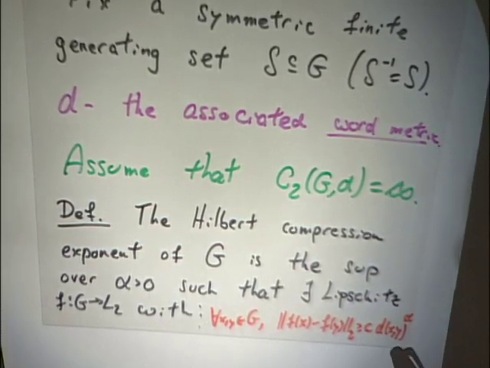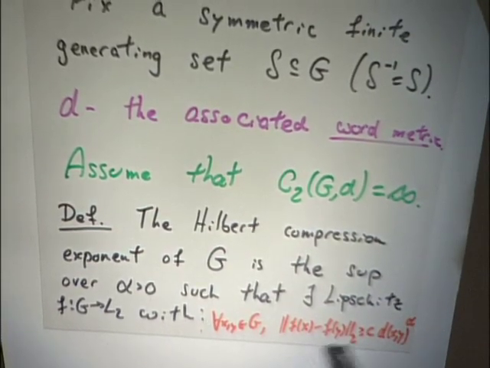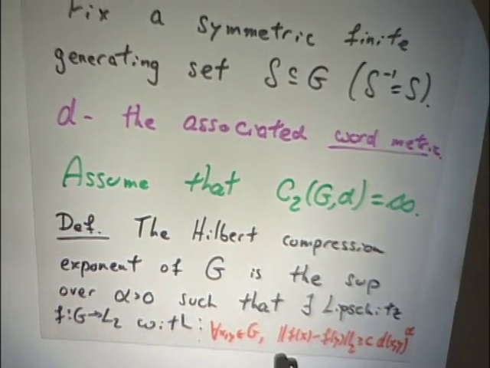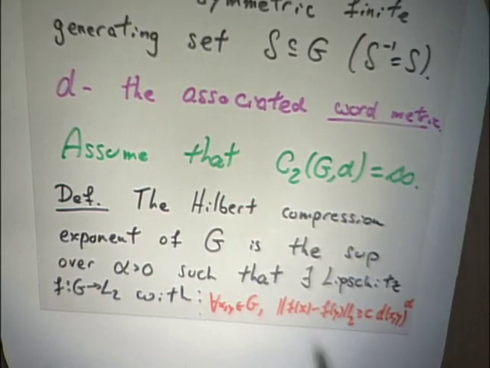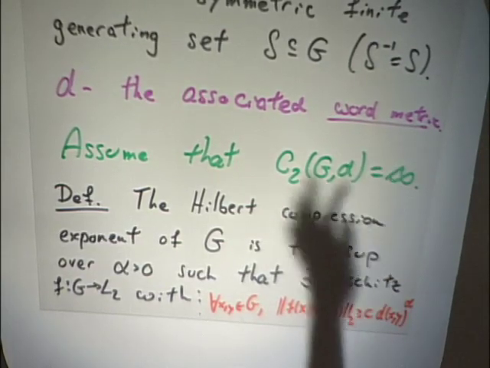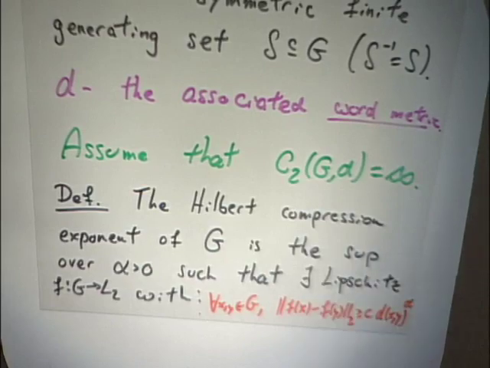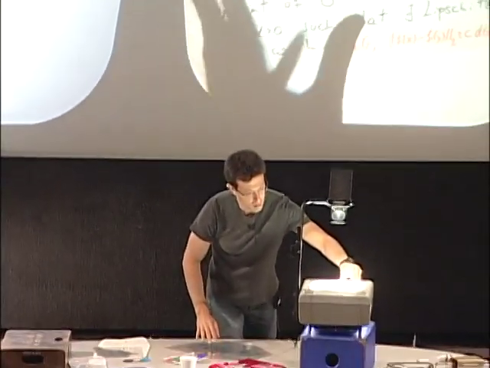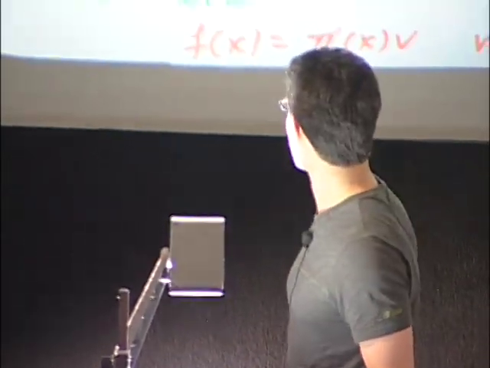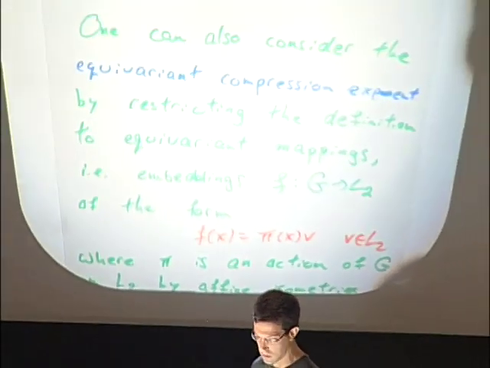Okay, so I'll define the compression exponent as the biggest alpha such that you can do this in such a way that in the image, the distance from fx to fy is at least the word distance between these two group elements raised to as big a power as you can get. 1/2, some number. Okay, so this is the compression exponent of the group. Let's denote this supremum by alpha star, alpha 2 star. You can do the same thing in LP spaces, and we'll get to it in a second.